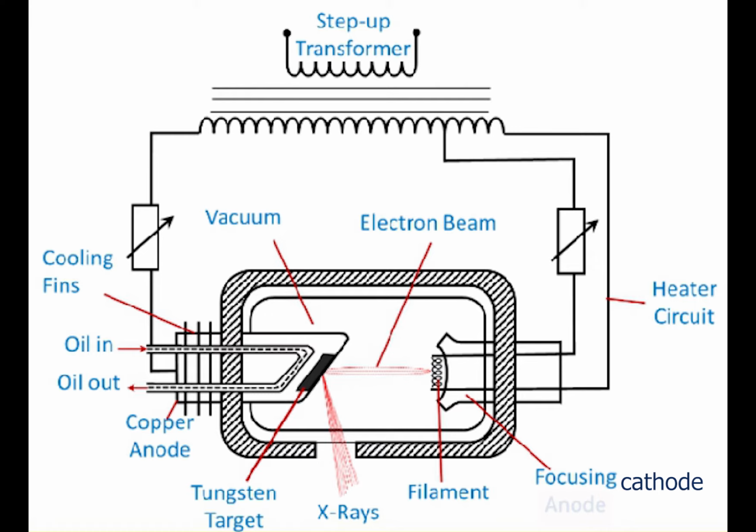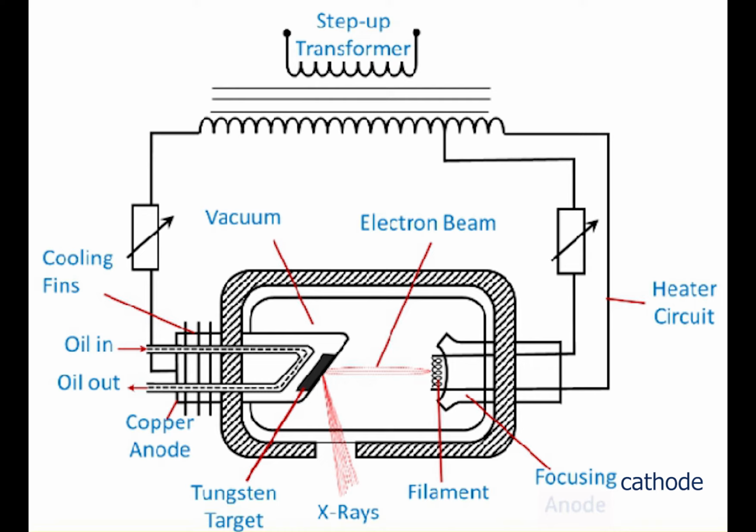Cooling is further enhanced by the cooling fins on the outside of the tube and circulation of oil through the channels on the copper block. The X-ray tube is made of a strong evacuated glass tube. The glass tube is evacuated so as to prevent electrons from colliding with air molecules on their way to the target, thus losing their kinetic energy.